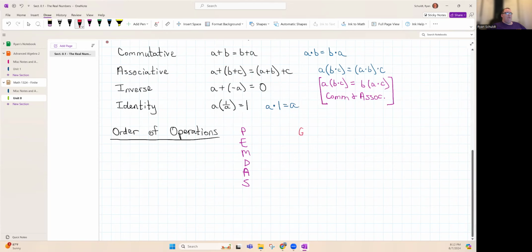You do things that are grouped together first. Then you do your exponents. These two come together for multiplication and division. And then these two go together for addition and subtraction. So whether you call it PEMDAS or GEMS, it's still the same concept. You do parentheses, then exponents, any multiplication or division, and on that you have to go from left to right, and then addition and subtraction, again, left to right.